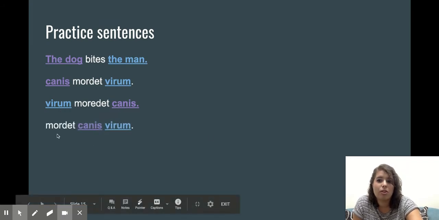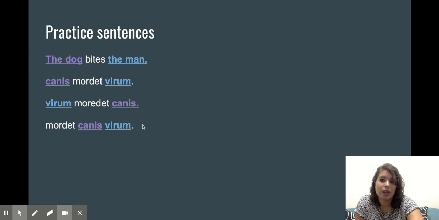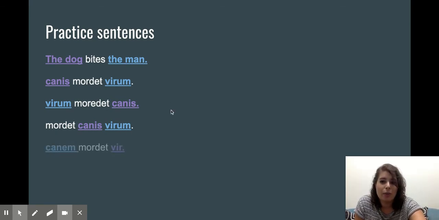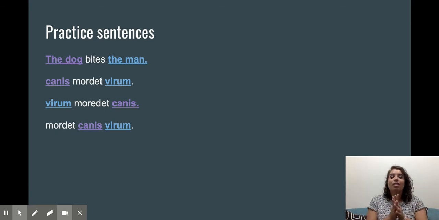Now we have mordet canis virum. Again, I've rearranged the word order. Meaning doesn't change. Canis is still our subject. Virum is still our direct object. So the point I'm trying to make is theoretically, you can put words in any order in Latin that you want, and you'll still be able to tell what the meaning is because of the endings. The word order is not where it gets the meaning from.